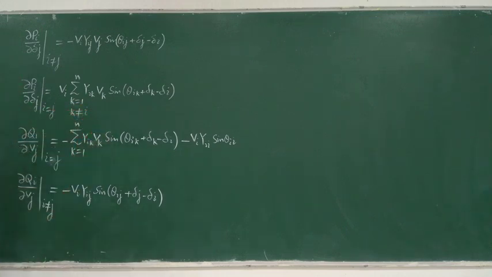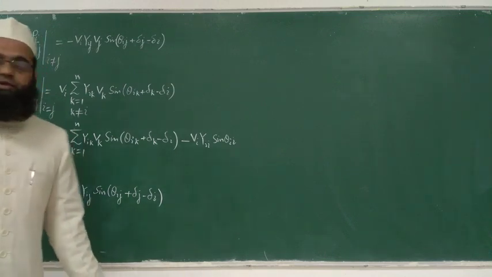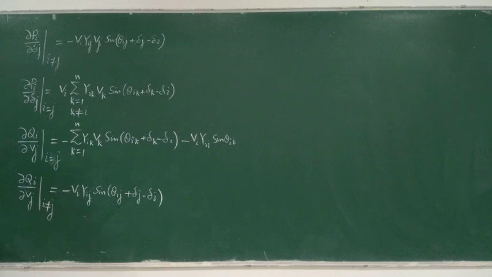It was homework for you to derive these two and the other elements of the Jacobian matrix. Right? So I think you are aware of this. If you are still having trouble with how this comes, then you can watch my video lectures on the Newton-Raphson method of load flow. There I have detailed the derivation of all these.